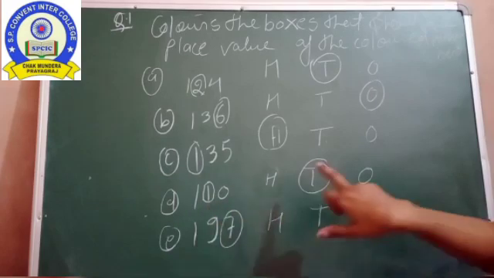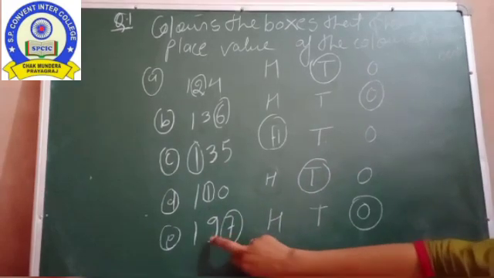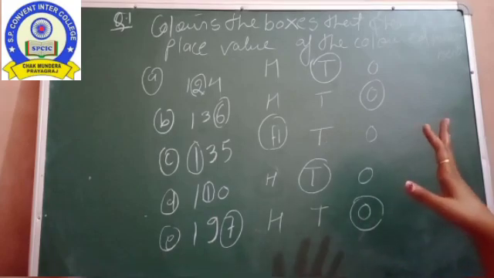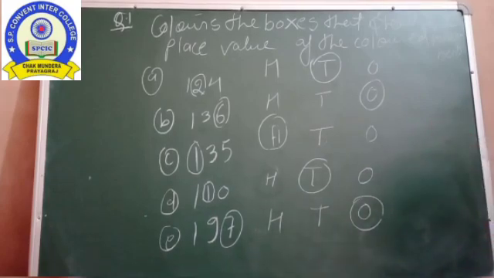Ones, tens, hundreds. Where is 1? 1 is in the tens place. Ones, tens, hundreds. Where is 7? 7 is in the ones place. Clear? The remaining parts of each question you have to do in homework.